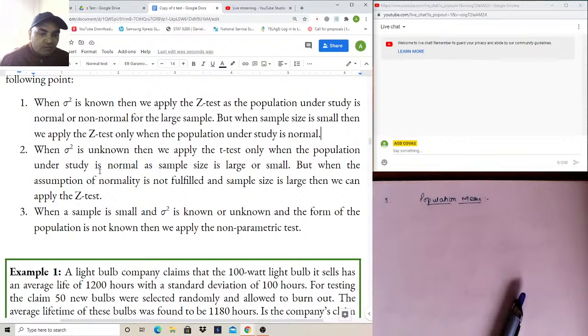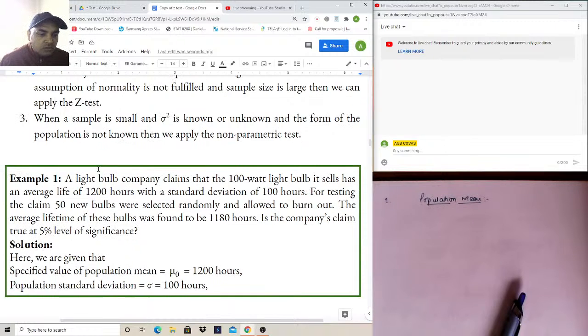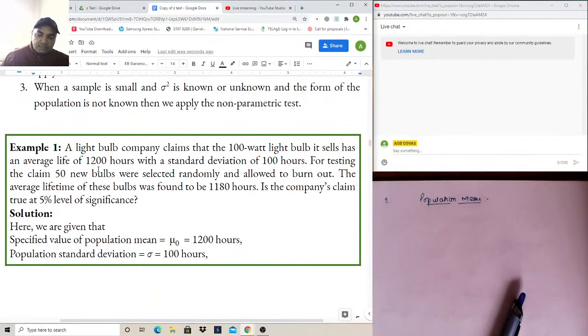But when the assumption of normality is not fulfilled and the sample size is large, then we go for the Z test. And when the sample is small, and the variance is known or unknown, and the form of the population is not known, then we apply the non-parametric tests. So now we will try to understand this using an example.